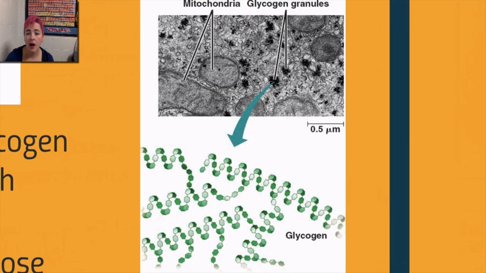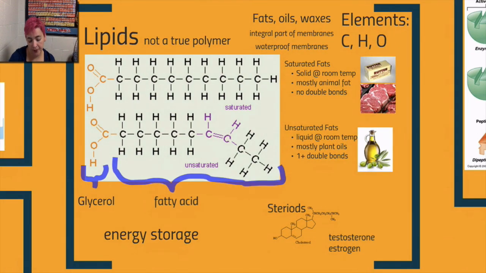Starches and cellulose are all polysaccharides. If we take a look here, we can see those rings forming together. This is a picture of glycogen. This is how your energy is stored within your muscles. You can see that it's a bunch of these repeating units linked together.